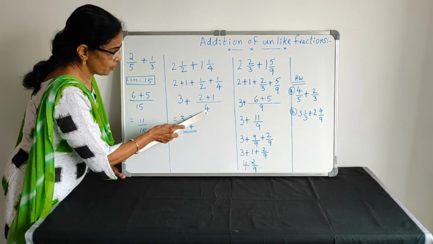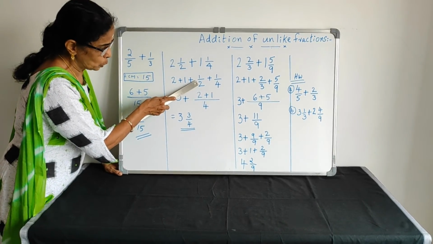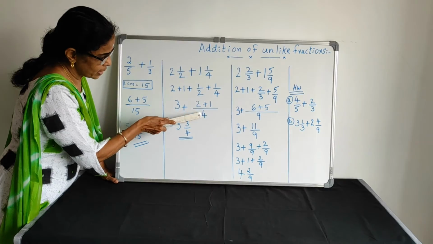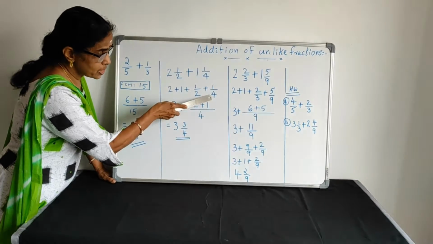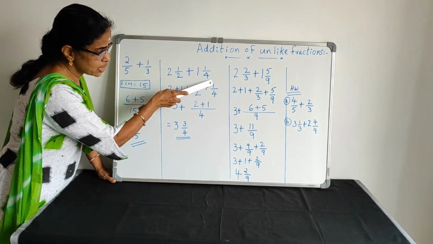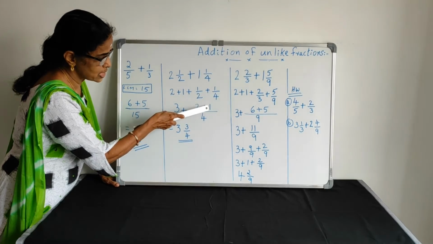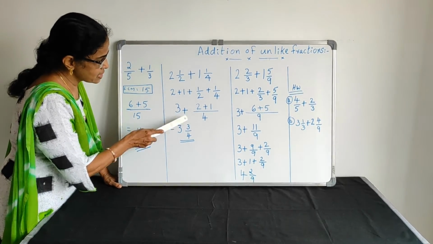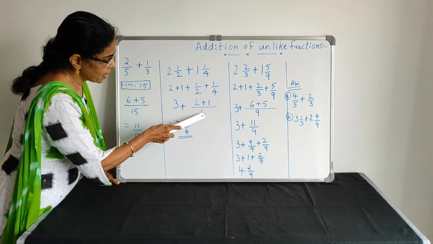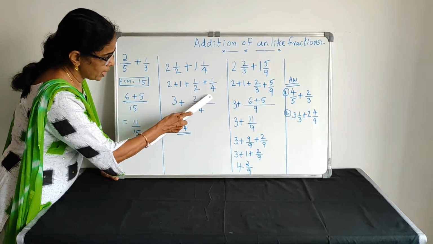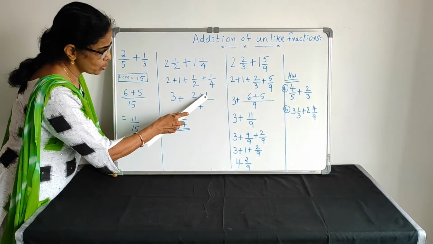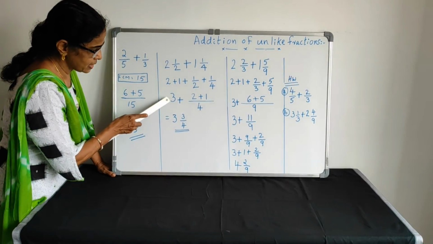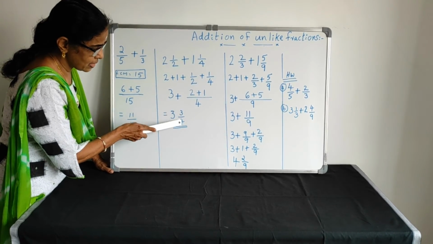Denominator is 4. So here the clue number is 2. So 1 into 2 we are getting 2. 2 into 2 we are getting 4. Here the denominator is 4. So there is no change for the numerator. So it is 1. Now 3 plus 2 plus 1 by 4. This you have to add in your mind. 2 plus 1 we are getting 3. 3 by 4. So together 3 and 3 by 4.